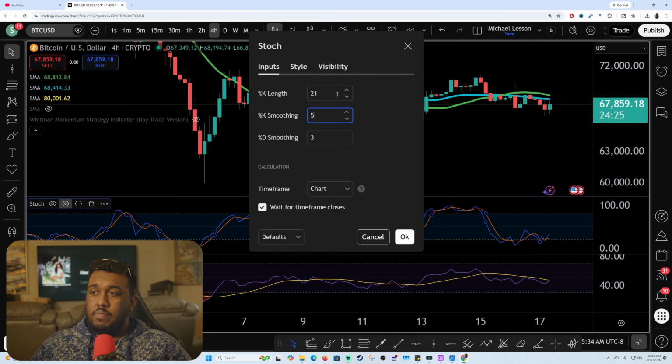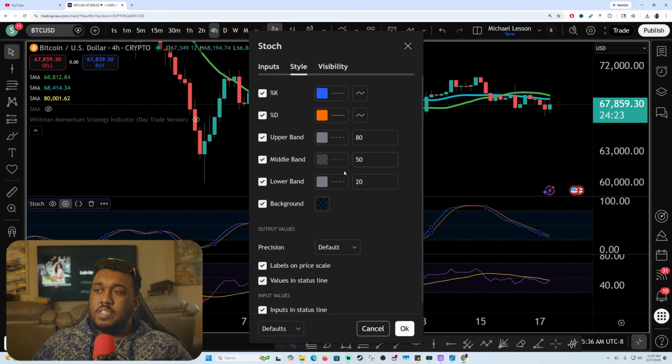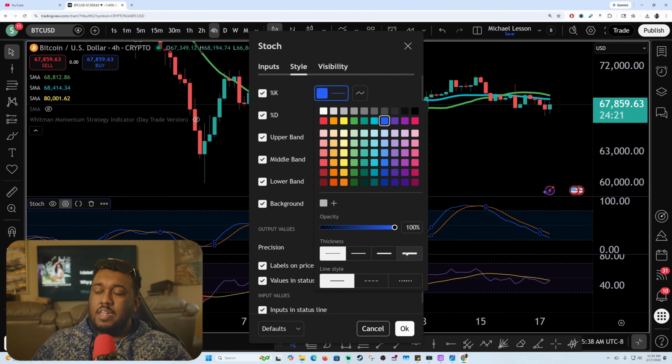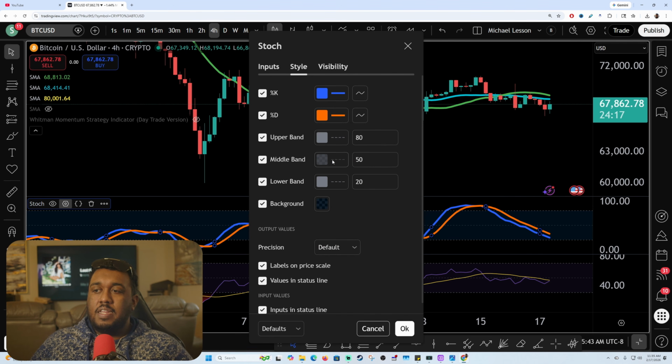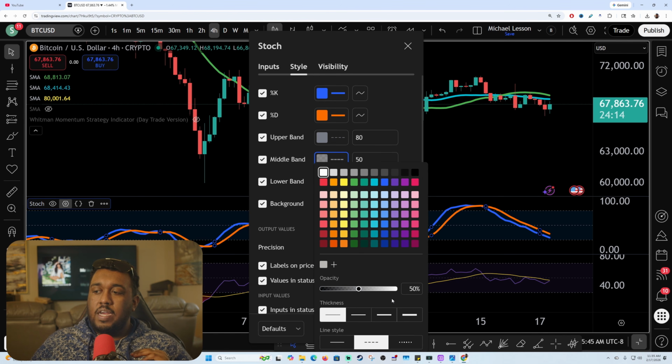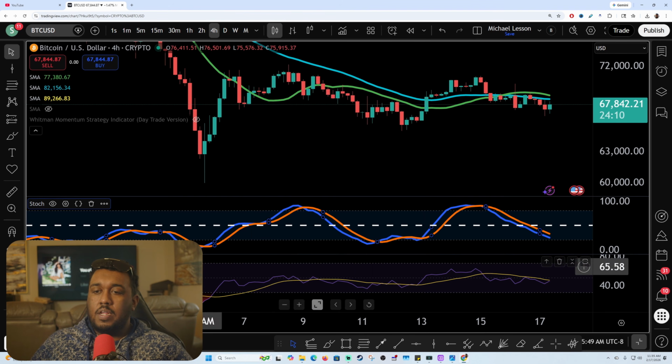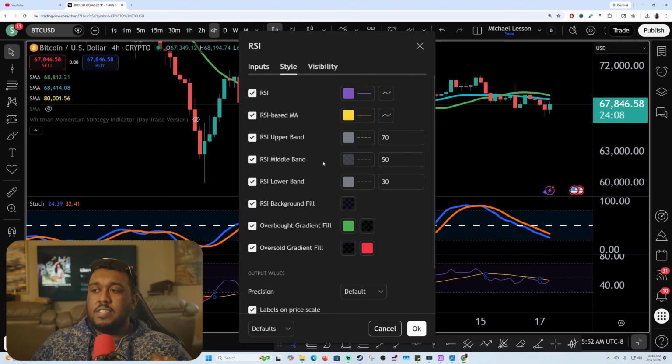Go 21, 5, 5. Go to style. Blue line or K line as thick as possible. D line as thick as possible. Don't worry about anything except for the middle band. Make that white and triple the thickness and opacity to 100%. Hit OK. Next up, we're going to go over here to RSI.